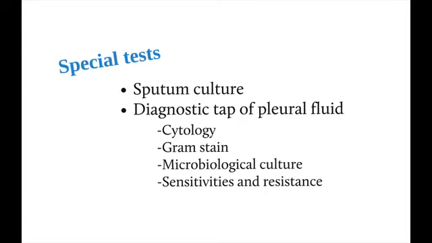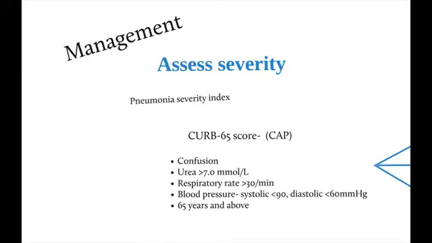And when we've got our cultures, we want to look at the sensitivities and resistance so we can give better antibiotics. So first thing to do is assess severity. There is a pneumonia severity index. It's a lot longer than the classically used CURB-65 score. And the BTS have adopted the CURB-65 score because they like it, because it's simple, and I like it because it's simple as well.